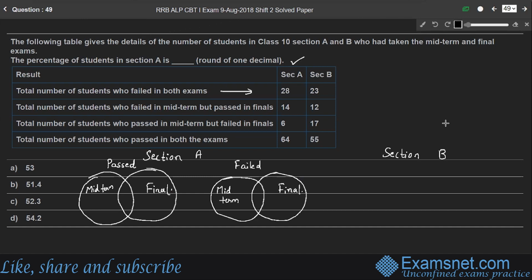Total number of students who failed in both examinations are 28 students. So we'll consider the failed diagram here. There are 28 students who failed in both the examinations. Therefore, in the common region, the intersection region, we have to take 28. Total number of students who failed in midterm but passed in finals: who failed in midterm are 14 students. We'll consider 14 students here. But passed in finals are 14 students. So the same number should be taken in the passed finals part.